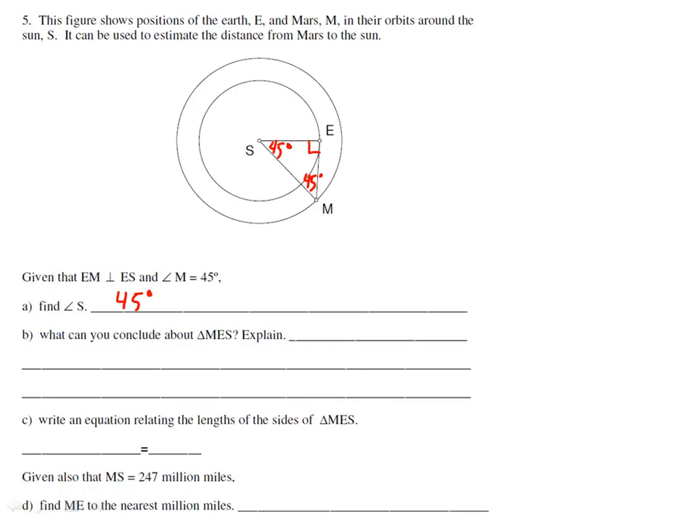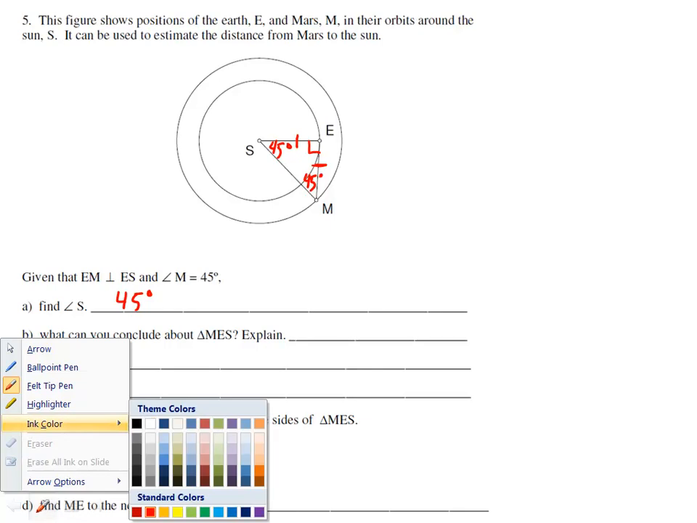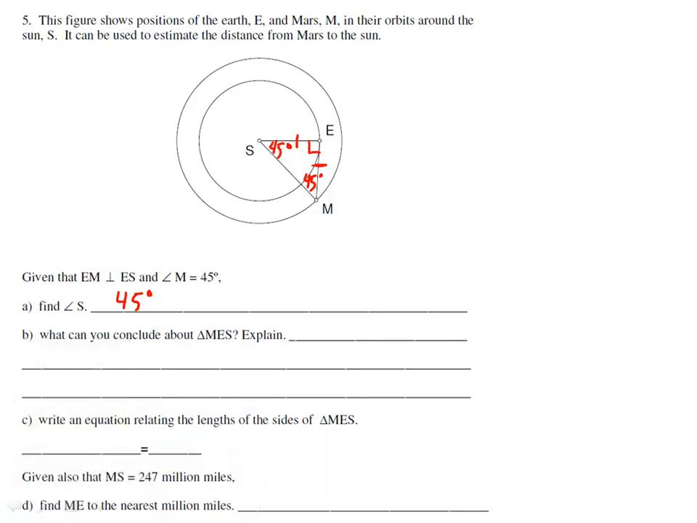What can you conclude about triangle MES? Well, for one thing, if two angles in a triangle are equal, then the sides opposite them will be equal. So side ES, which is opposite angle M, is equal to side EM, which is opposite angle S. So what can we conclude about this triangle as a result? We can conclude that it is an isosceles right triangle.